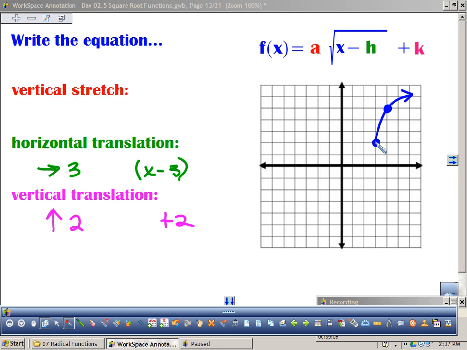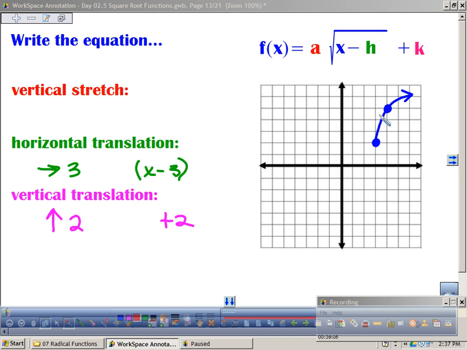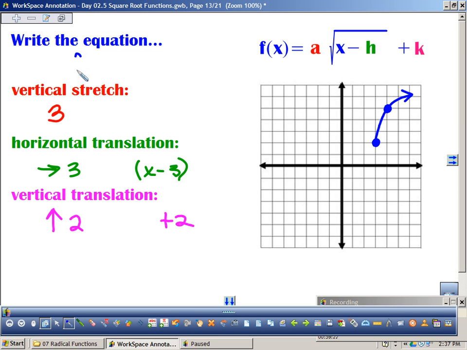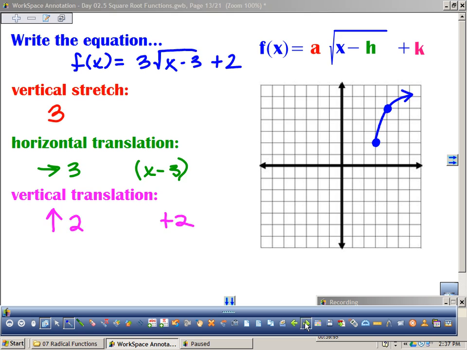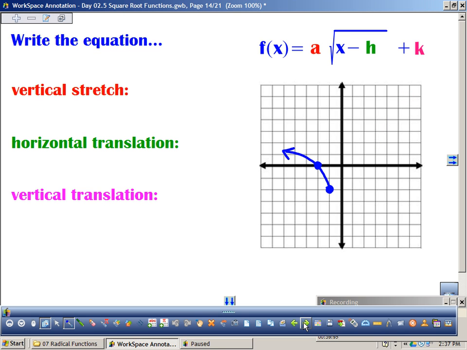So now, all I need is my vertical stretch. Here's 0, 0. I'm over 1 and up 3, so how much is my stretch? A stretch of 3. So here's my equation. F of x equals a stretch of 3, square root, x minus 3 plus 2. So if you can do it in reverse, you can do it in forward. One more, a little bit tougher. Visualize it for a second, and then I'm going to do it.